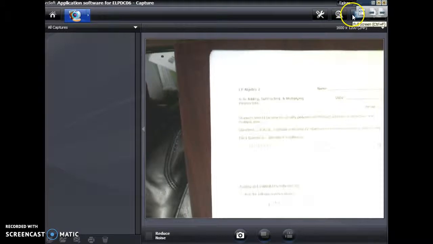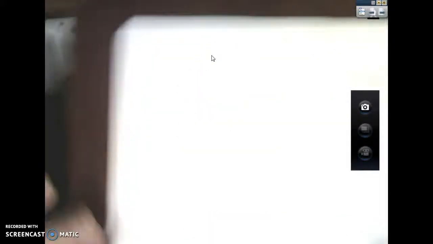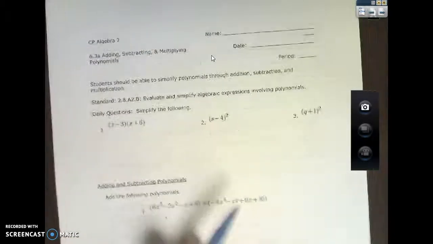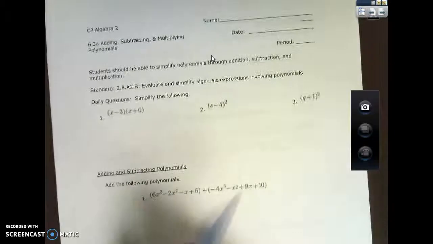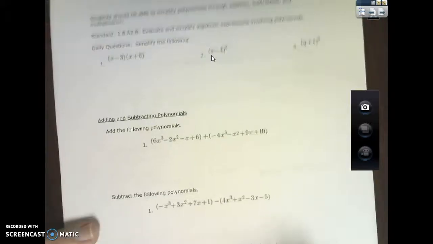What we got right here is adding, subtracting, and multiplying polynomials. I was doing a video because I think I'm starting to lose my voice, so I didn't know if I would be able to teach the entire lesson, so bear with me. If you need any clarification in this video, just say the word and I'll help you out.